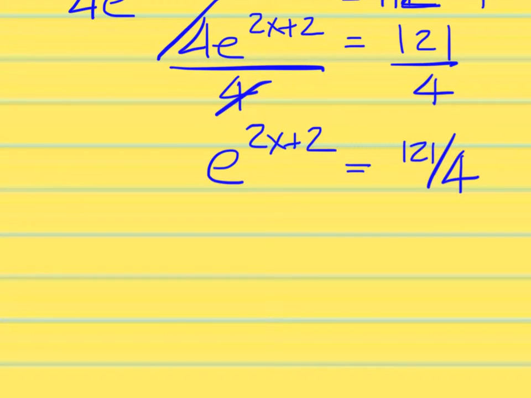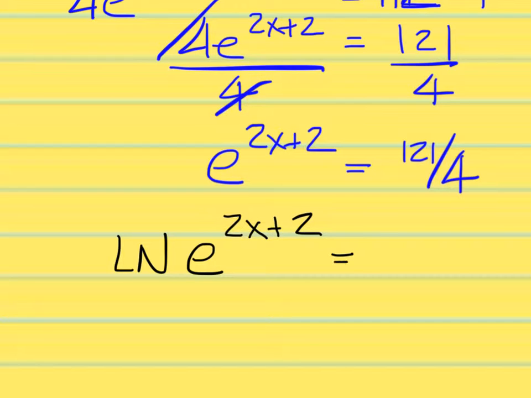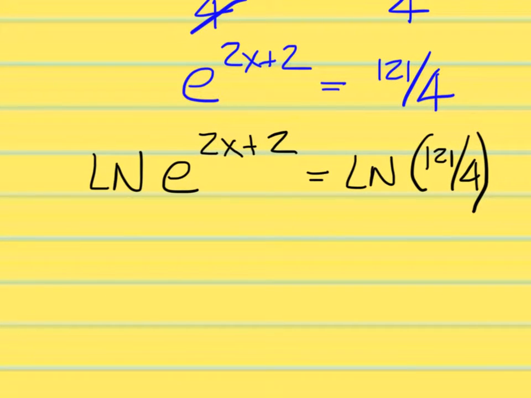Whenever you have an e, the constant e, you are not going to take a common log of both sides. You're going to take the natural log. So now you need the natural log of e to the 2x plus 2 power, and then the natural log of 121 over 4. Now here is a little shortcut that will be quite useful. If you forget it, these are going to be excruciatingly painful problems.